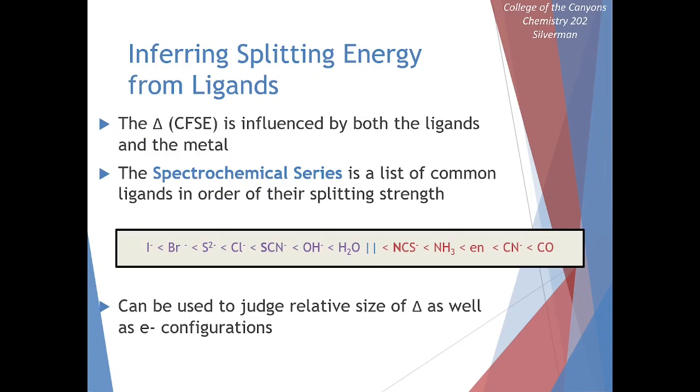We gave some examples for ligands that tend to be strong field or weak field. Well, we can actually list all of our ligands in order of exactly how strong or how weak they tend to be. This is known as the Spectrochemical Series. On the left side, we have our weakest field ligands. On the right side, we have our strongest field ligands.